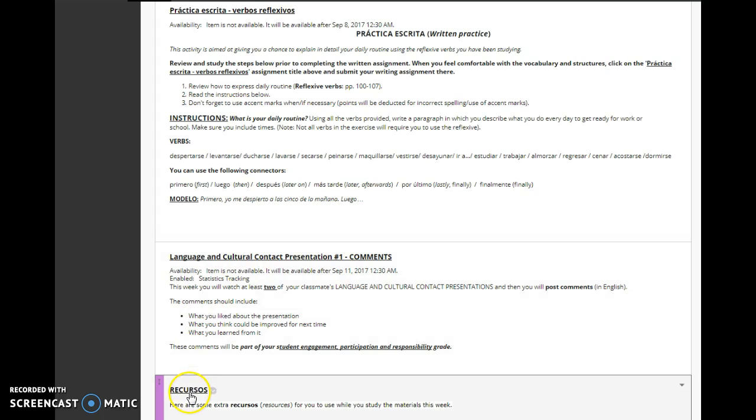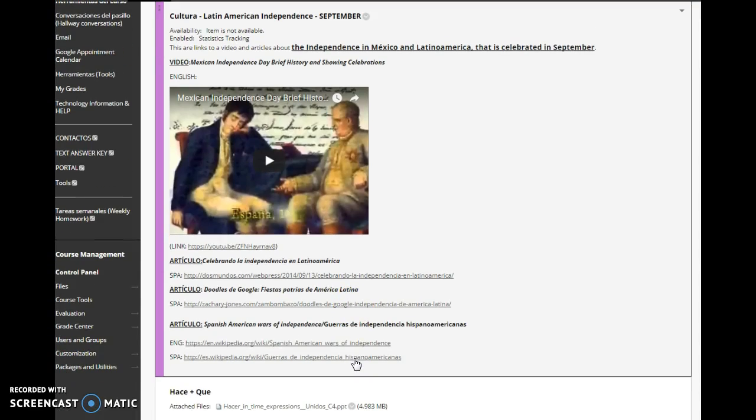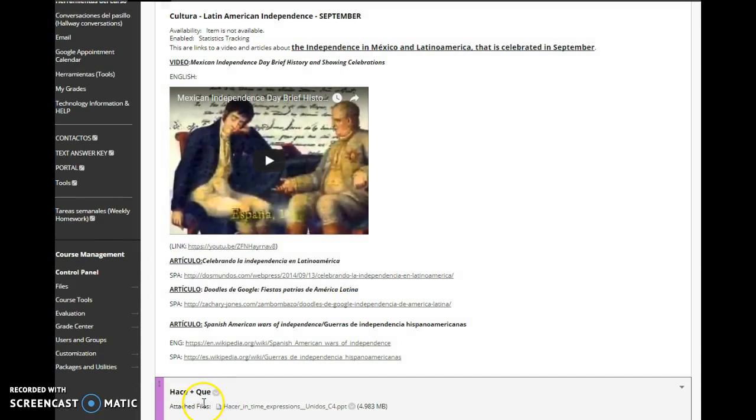The last thing, as always, are the recursos. Okay, so we have some websites with verb conjugation and question forming, explanation of reflexives, of demonstratives, direct objects and their pronouns, the present perfect, okay, and hace que.